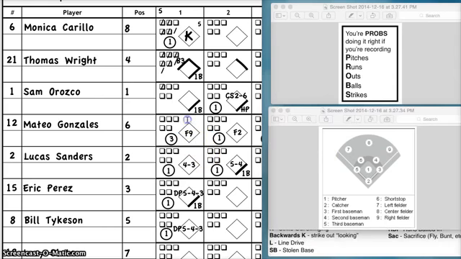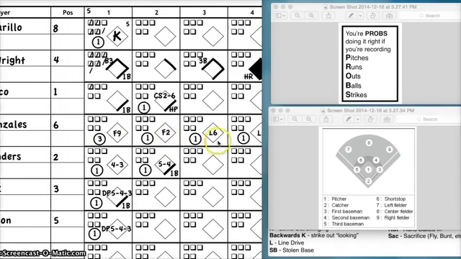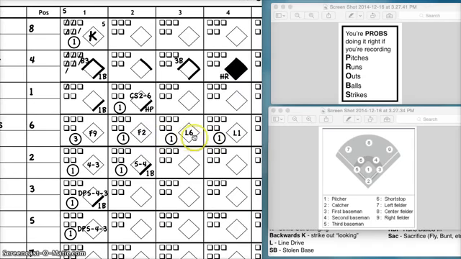So I could look at this and see, all right, Mateo, he flew out to right field and was the third out of the inning. That was the end of the inning. Fly out to the catcher, fly out to shortstop.